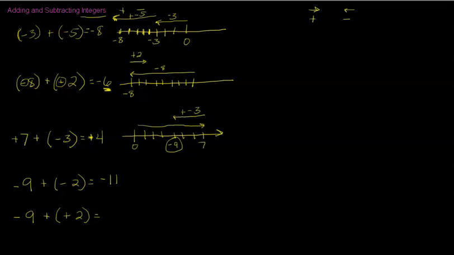Pause it. That's going to be negative 7. Because we added a negative 2, we kept going negative. If we add a positive, we're going to go back to the right. And again, 9 is 7 more than 2, and 9 is further away from 0 than 2 is, and it's negative, so it's going to be negative 7.